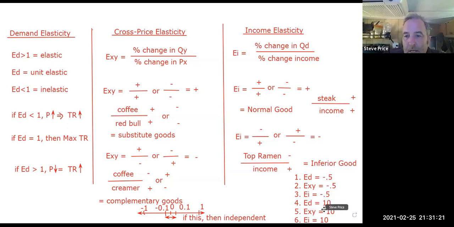And so likewise on 4 through 6, same thing. We're looking at elasticity of demand. Greater than 1, we know it's elastic demand. Cross price elasticity, if it's positive, those two goods are substitute goods that are being measured. And then lastly, elasticity of income is equal to 10. That's a positive coefficient. And so that's a normal good.